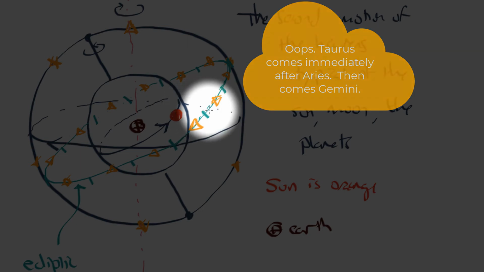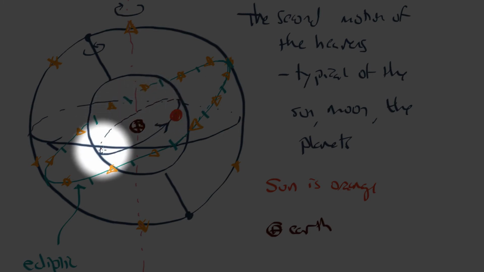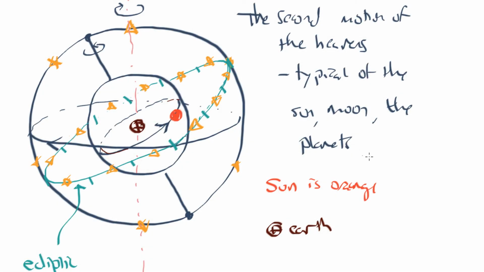And now here's the point: as this inner celestial sphere rotates around in the west to east direction, from the perspective of someone standing on Earth, the sun will be migrating through the constellations of the zodiac. This rotates around once every 365 days or so, so the sun moves through the constellations of the zodiac in the west to east direction over the course of the year.